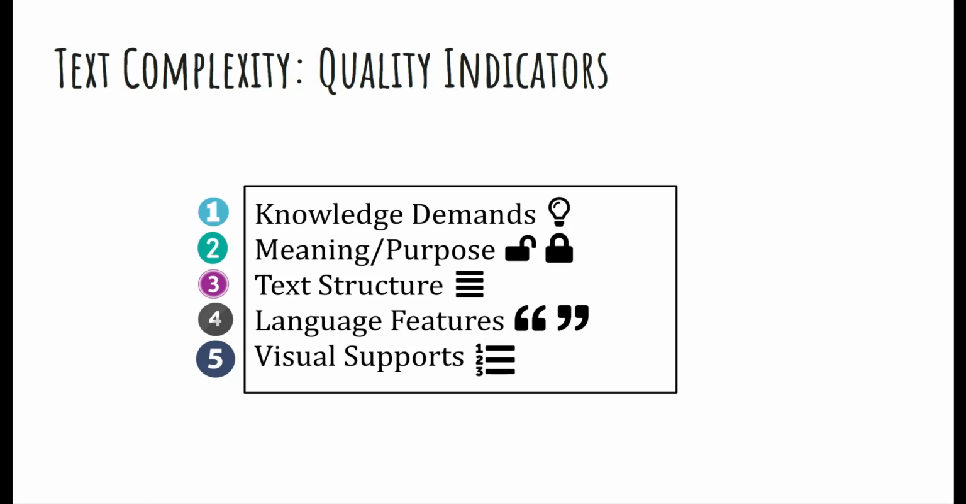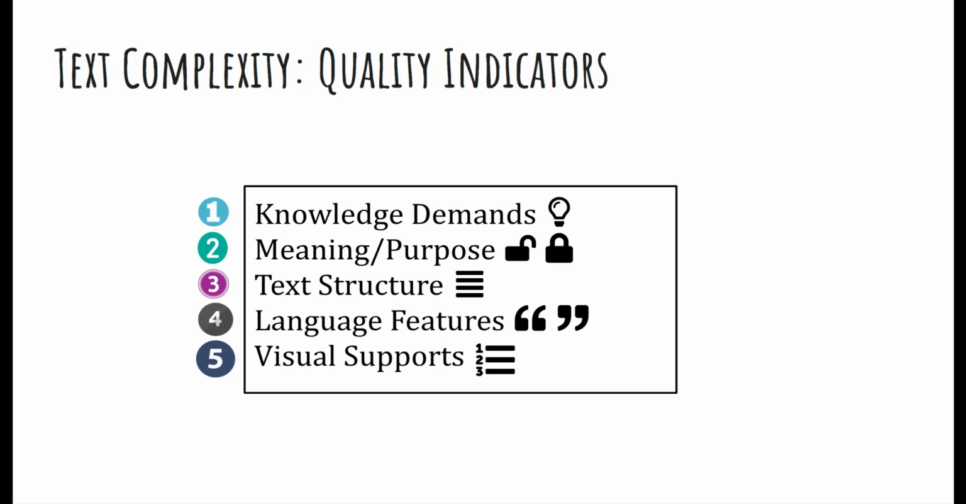Number 4 is language features. If the text has a lot of simple, direct language, obviously it's going to be less complex than a text that uses a lot of figurative language. The more metaphors and similes and things that students have to dissect, think about the meaning and how the meaning applies to the overall meaning of the text, then those language features are going to increase complexity.